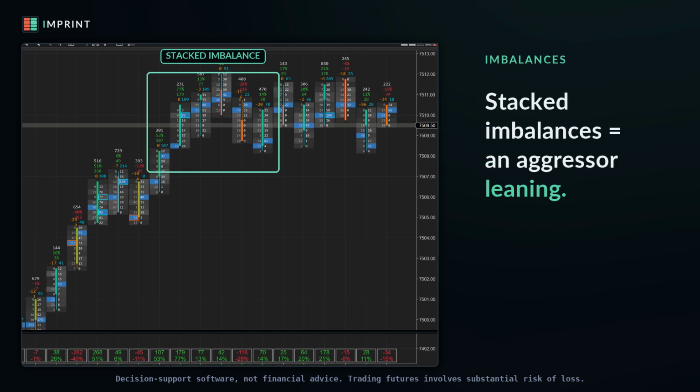Next, imbalances. An imbalance is when one side massively outtraded the other on a diagonal comparison. Ask volume at one price dwarfing the bid volume at the price just below it. 1 or 2 is noise. But when they stack, several in a row, that's an aggressor leaning hard and not letting up. Stacked imbalances into a move tell you the push is real. And the moment they disappear near an extreme, that's your first hint the aggression is drying up. Good tools flag these automatically, so you're not doing diagonal math by eye in a fast tape.